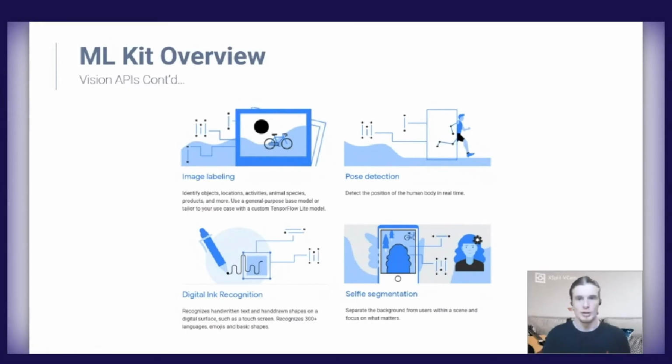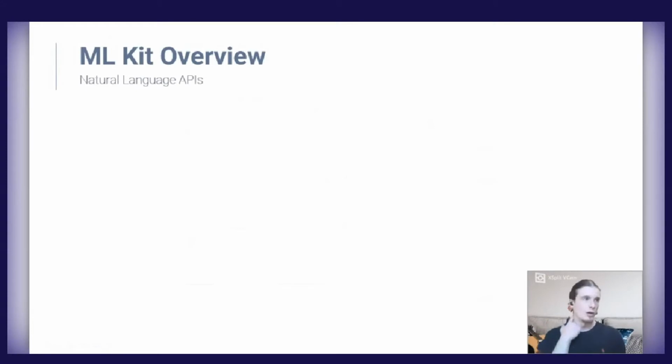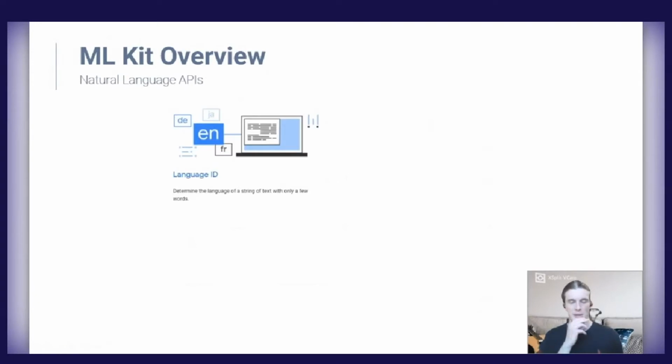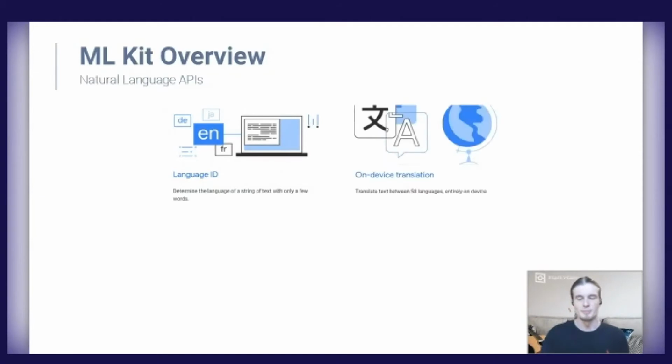Yeah, okay. So the second set of APIs that they have are natural language APIs. So there's 4 APIs under this umbrella. The first one is called Language ID, and it does pretty much what you would expect. This allows you to determine the language of a string of text with only a few words. So long as you have about 3 or 4 words in your string, you can use MLKit to determine what language that actually is. So that can be really useful for sort of the Sanskrit languages, where it can be quite hard to determine which region or country they're from if you're not actively familiar with that culture.